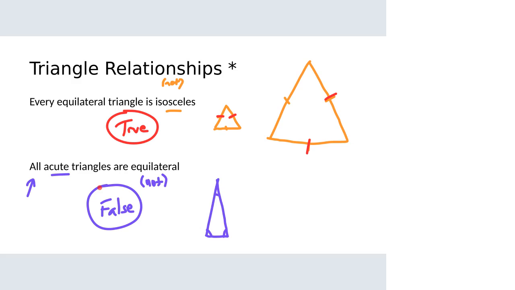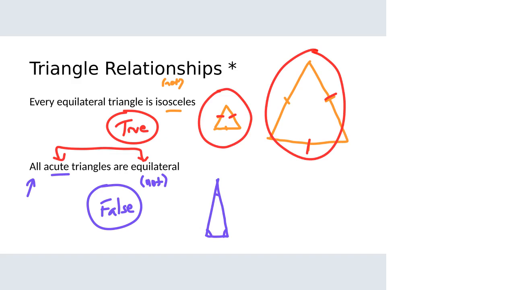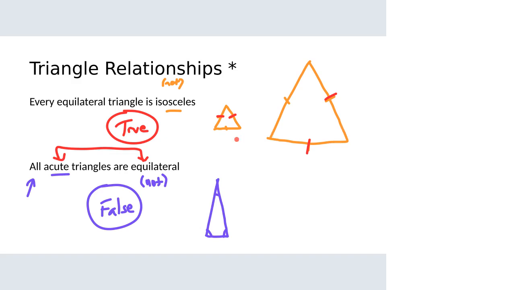If we were to reverse this one and say all equilateral triangles are acute, well, the equilateral triangle's got to have 60-degree angles in it. So then that would be a true statement. But the way this one was written, all acute triangles are equilateral, that's definitely false. Let me know if you have any questions on any of that.